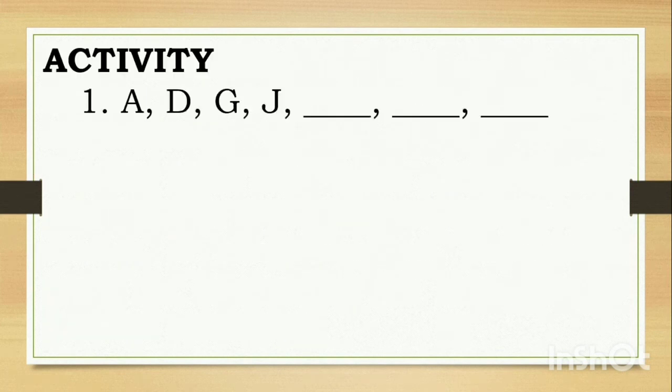Let's have first an activity. So, ang gagawin natin, aalamin natin kung ano yung mga susunod na letters or numbers. Okay, so for number 1, I have A, D, G, and J. So ano kaya yung mga susunod na letters? We have M, P, S. What is the pattern? We will skip 2 letters.